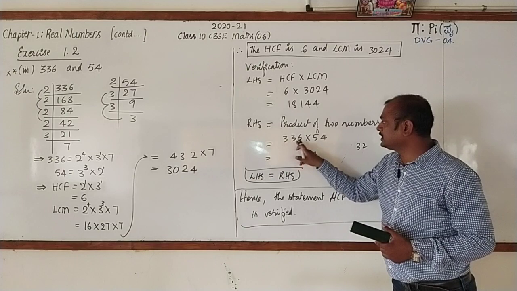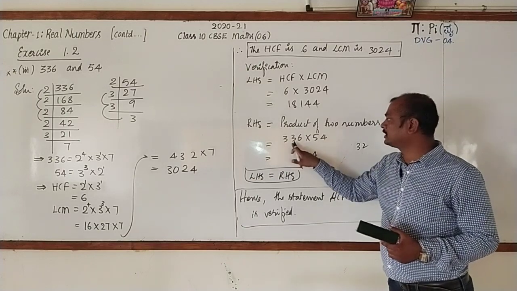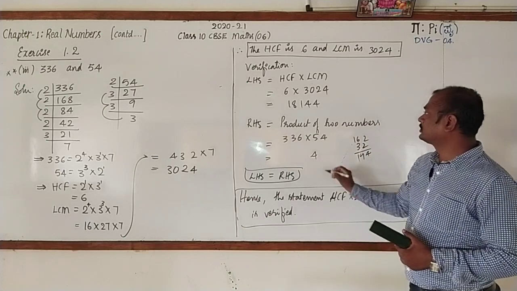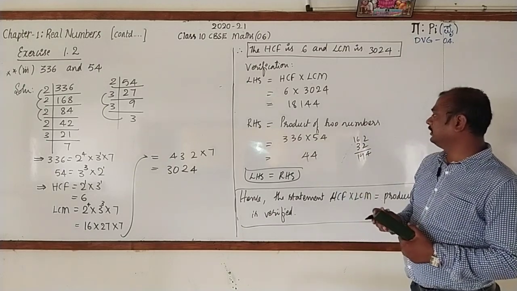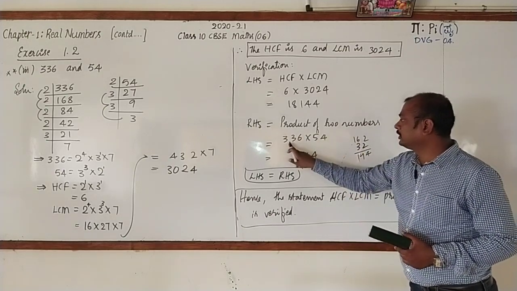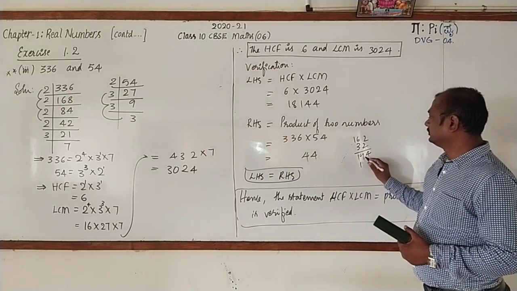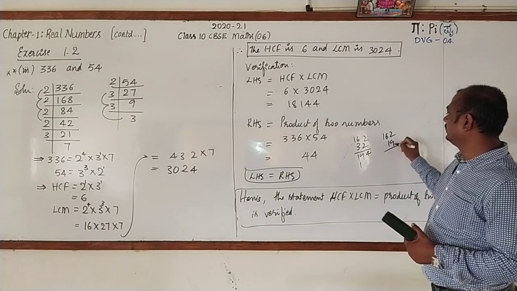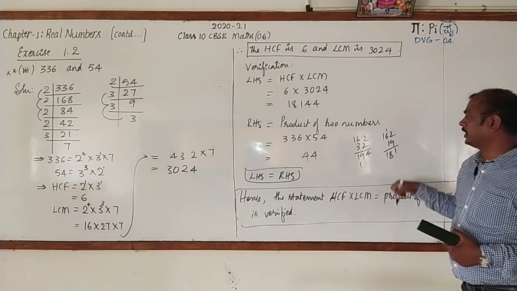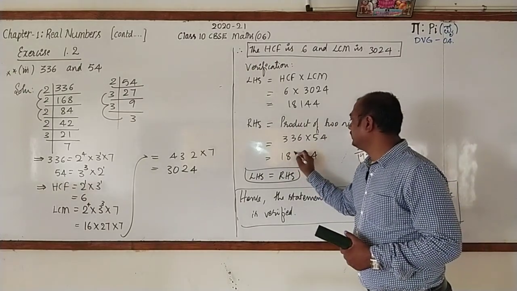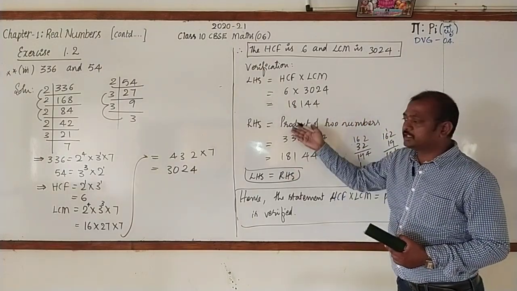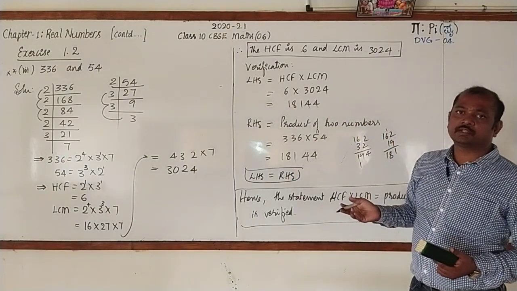Then 5 threes are 15, 4 threes are 12, 162. 4 sixes are 24, so 4 is written and 2 is the carry. Again 5 threes are 15, 3 threes are 9... So it is 18,144. Got it? See that? LHS and RHS both are same.